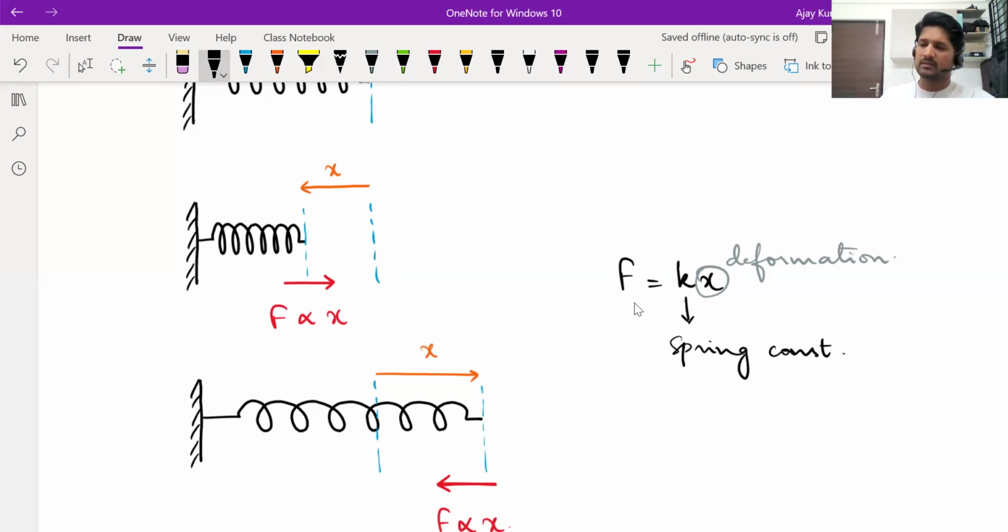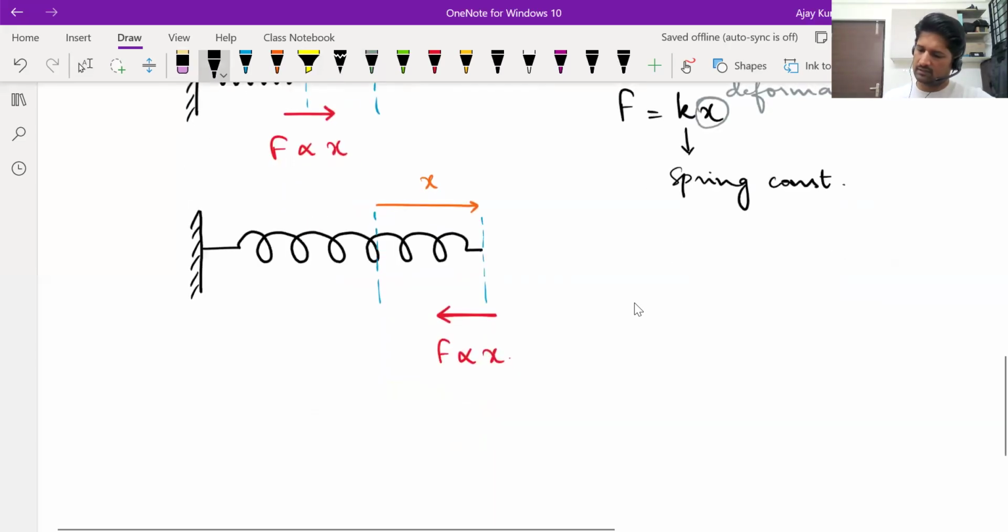Basically, it's nothing but the stiffness of the spring. Suppose there's one spring which can easily be compressed or elongated, then it will have a small k value. Let's say there is another very thick spring which is difficult to compress or elongate, then it will have a large k value. That is what the spring constant is.